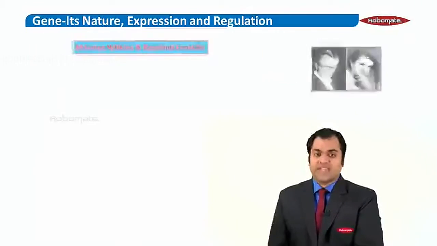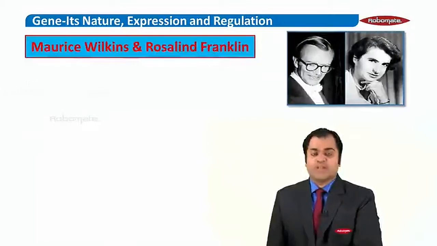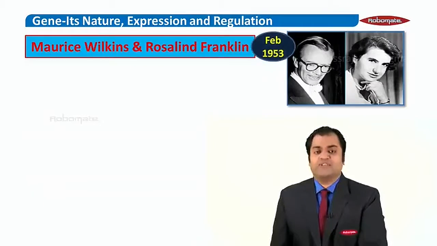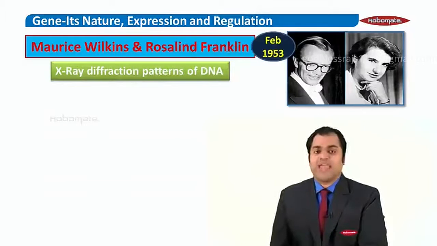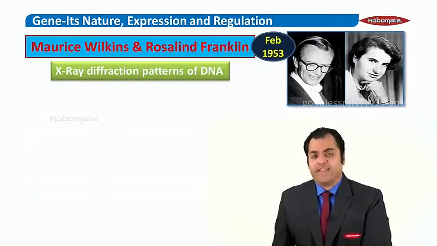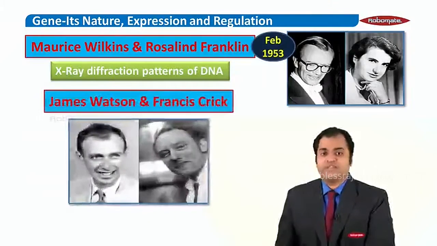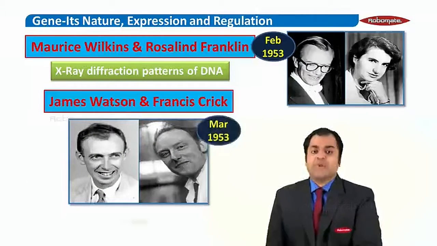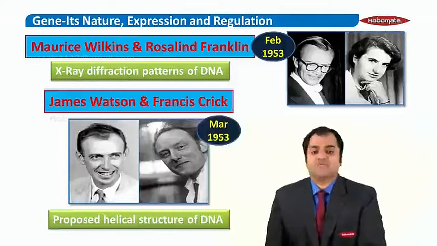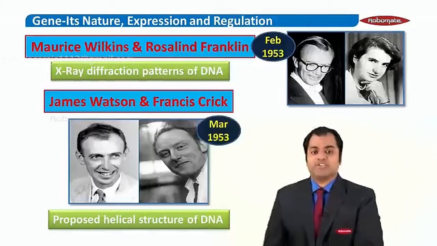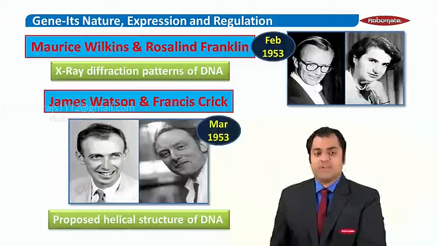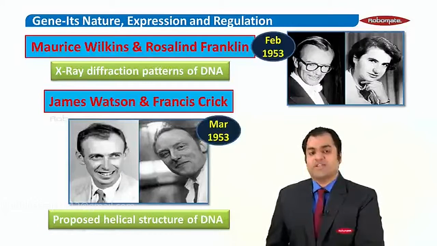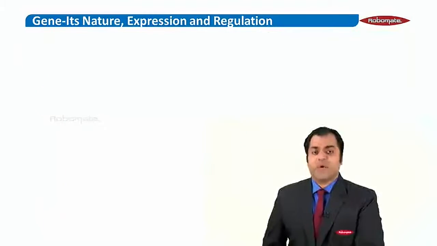So once again, Maurice Wilkins and Rosalind Franklin in February of 1953 proposed the X-ray diffraction pattern of DNA, based on which two scientists, James Watson and Francis Crick, proposed the helical structure of DNA in March of 1953. Same year, just a month later. Okay, let us see this structure of DNA and let us learn that in points.